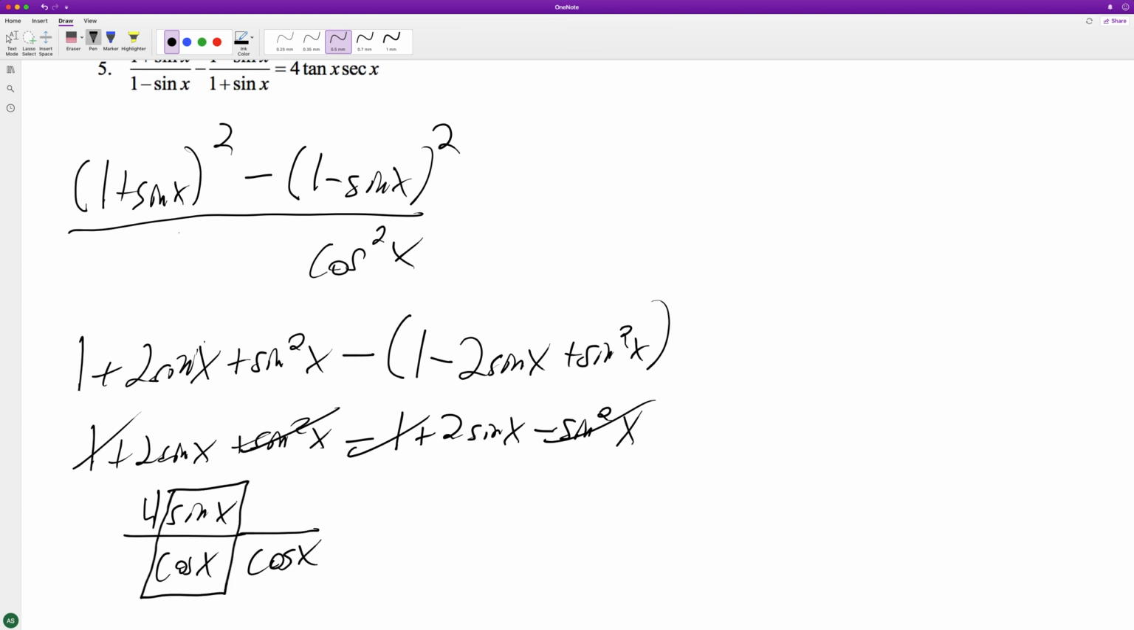So you see this here, that's equal to tangent. This is equal to secant. And here's our 4, which gives us 4 times the tangent of x times the secant of x. And we've proven our trig identity up here. And that's it.